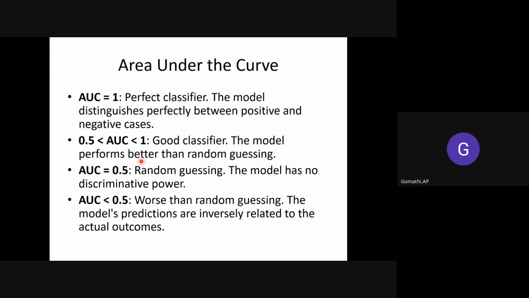Next one is the value of AUC equal to 0.5. That is random guessing, or a random classifier. That means the model has no discriminative power, and it is as effective as random guessing. Next one, the value of AUC less than 0.5. We can say it is the worst case. It is worse than random guessing, which may indicate that it is predicting the opposite of what we need. It will predict the answer opposite to what we are expecting, or we can say the model predictions are inversely proportional to the actual outcomes.